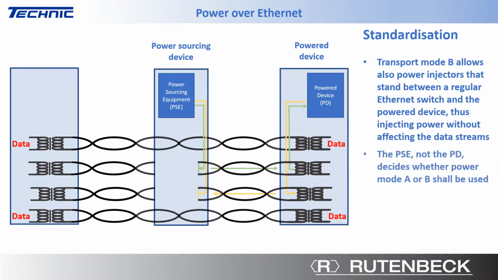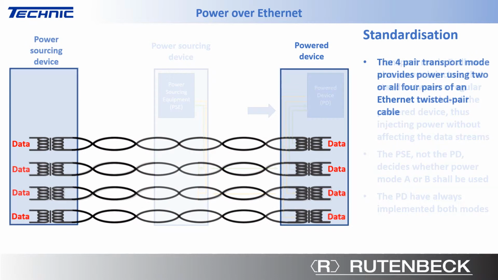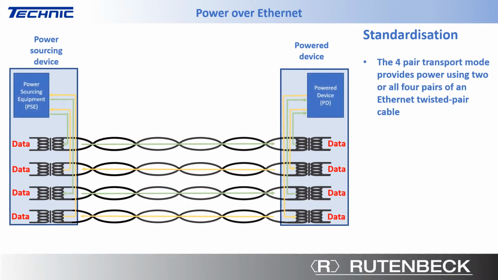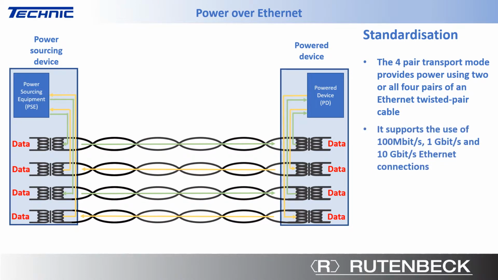The power sourcing device, not the powered device, decides whether power mode A or B shall be used. This means that the powered device always has to implement both modes. The 4-pair transport mode provides power using 2 or all 4 pairs of an Ethernet twisted pair cable. It supports the use of 100 megabit per second, 1 gigabit per second and 10 gigabit per second Ethernet connections.